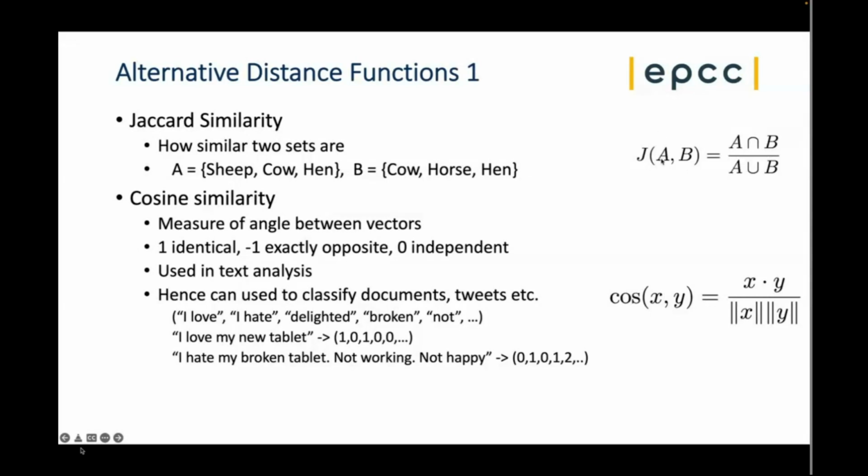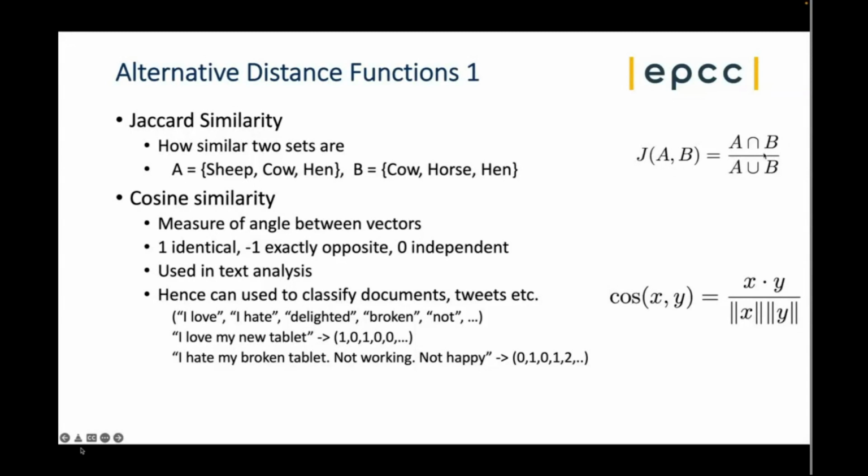So one way of getting a number is to calculate the Jaccard similarity. What you do there is, first of all, calculate the intersection between A and B. In this case, the intersection is how many words are in both sets. So cow is in both sets, hen is in both sets. So the intersection here is 2, and you divide it by the union of the two sets, which is the total number of elements in all the sets. So we have sheep, cow, hen, and horse. So that'd be 4. 2 divided by 4 gives you a value of 1/2.